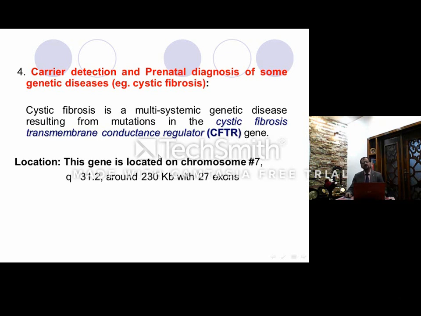This gene is present in chromosome number 7. Q means the long arm of this chromosome, because as you know, every chromosome is composed of a long and a short arm. This gene is present in the long arm of chromosome number 7, in the locus, or region number 3, band number 1, subband number 2. This gene is almost 230,000 bases and contains around 27 exons.